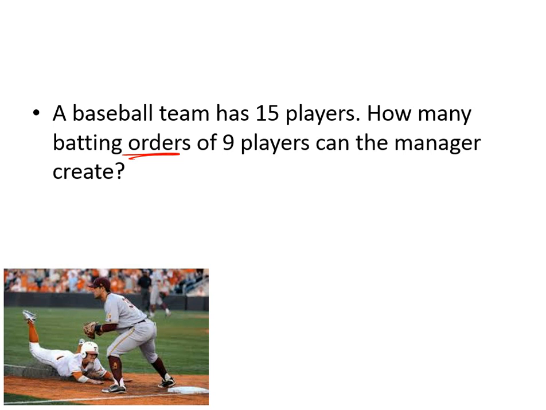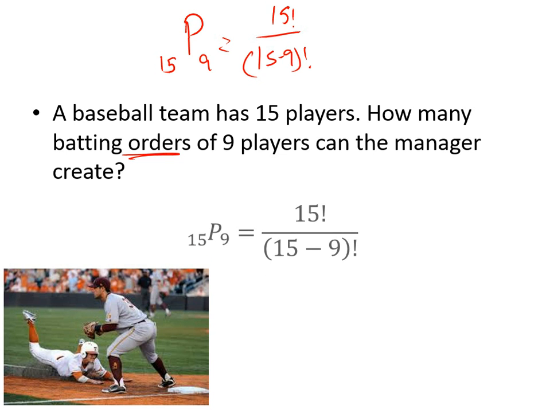Okay, so how would we set this up? Well, we have a permutation. What's our bigger number? 15. 15 is bigger than 9. So it's going to be permutation of 15 and then 9. Now, when we plug it into our formula, we would have 15 factorial all over 15 minus 9 factorial, and then you could calculate it the rest of the way through.